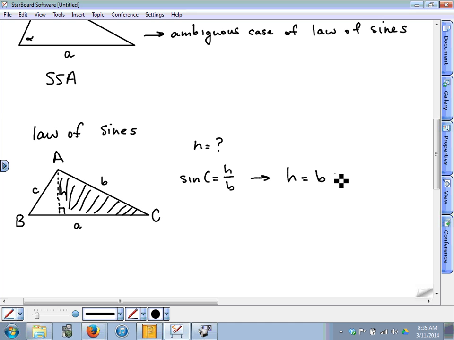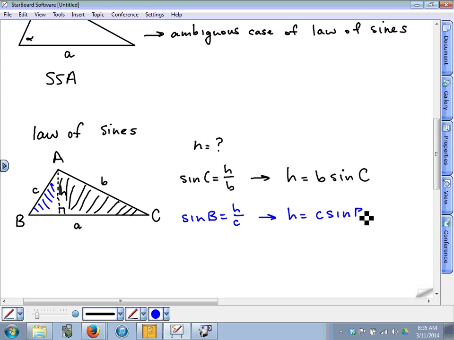H is equal to B times the sine of C. Can we do a similar thing using this right triangle here? What is H equal to in terms of that other right triangle on the left side? Sine of B is equal to H over C. So now what is H equal to? C times the sine of B.